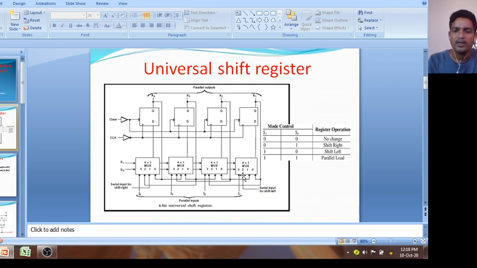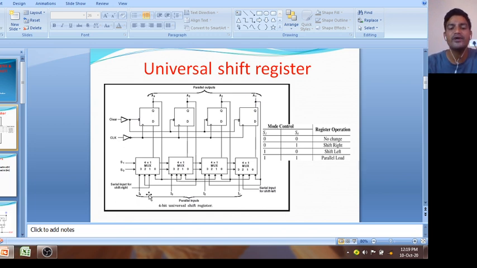Now connect the output of these two, this I2. Similarly, connect the output of this to this I2. Similarly, connect the output of this to the input of this, means I2. So in this way it will work as a left shift register.